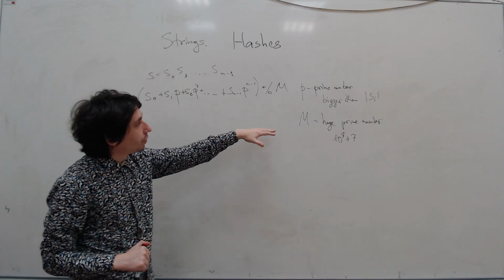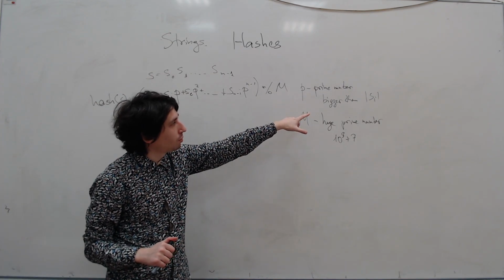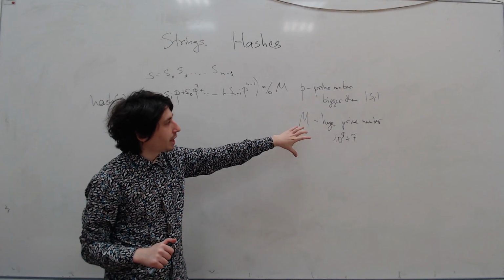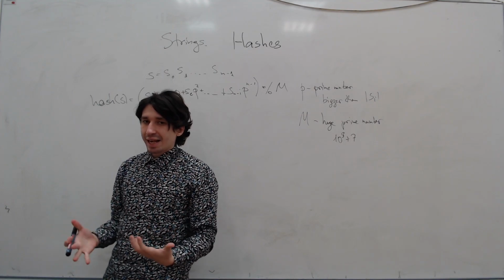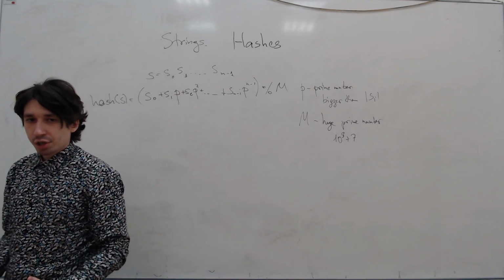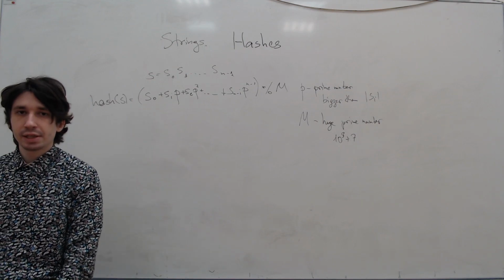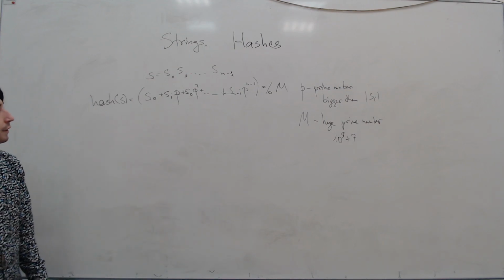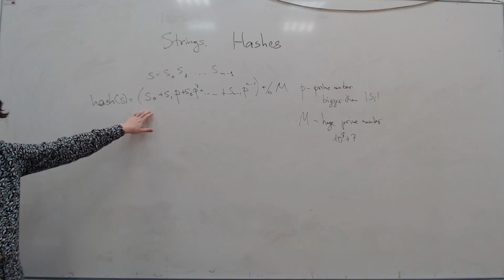However, with these two parameters, where P is a prime number which is kind of small but bigger than the alphabet size, and M is a huge prime number, it is said that this hash function is quite good. The only problem is that it is not very fast to calculate.